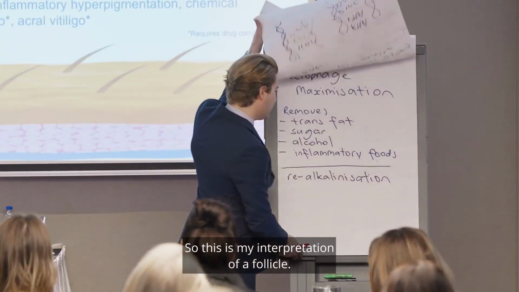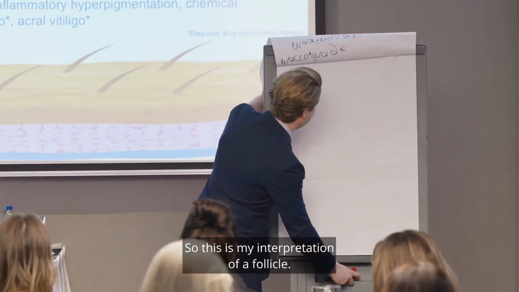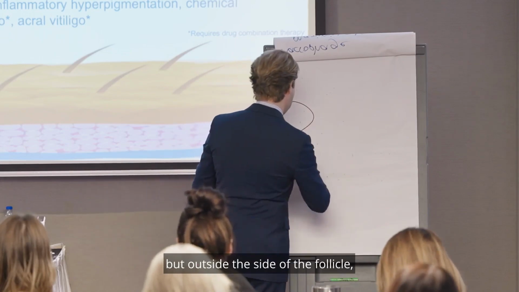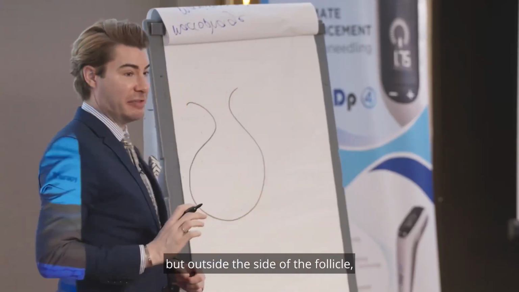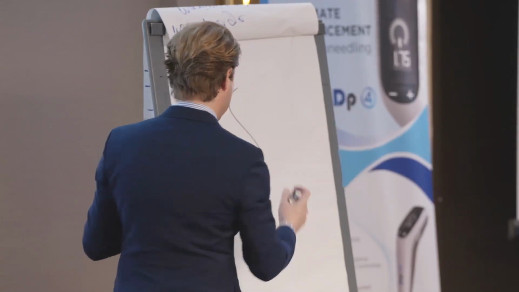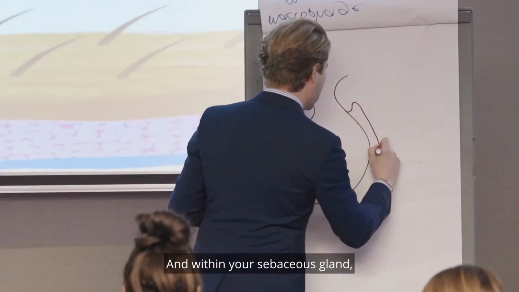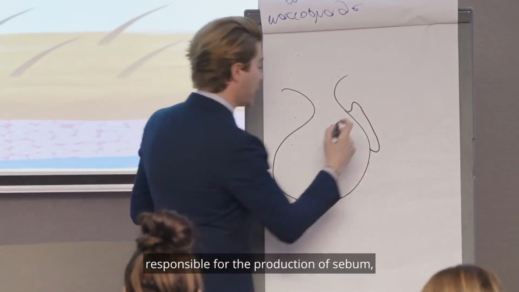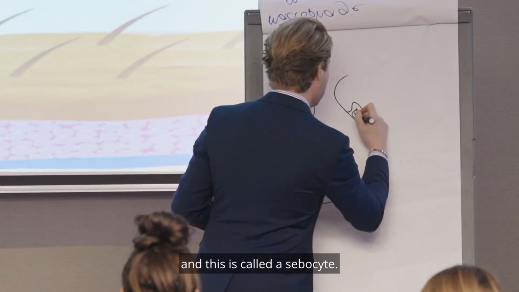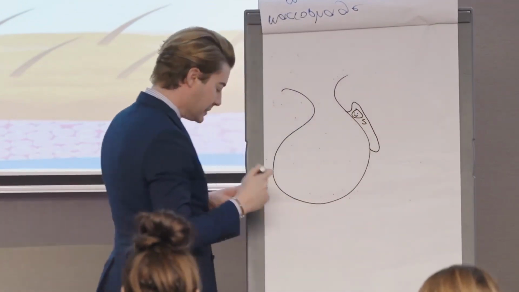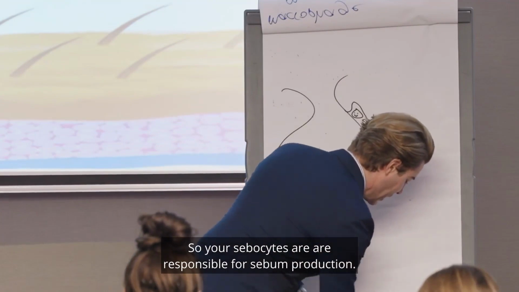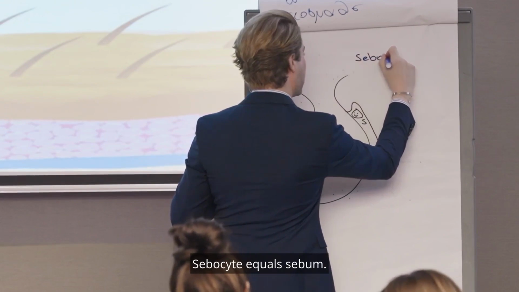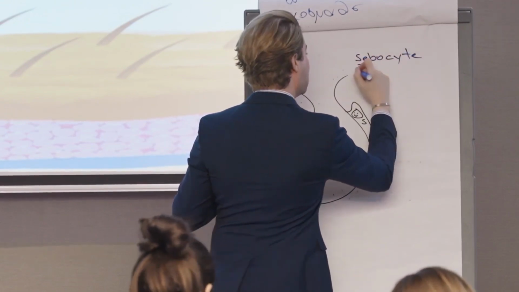So, this is my interpretation of a follicle. It's not a very good interpretation, but outside the side of the follicle, we have a sebaceous gland. And within your sebaceous gland, you have a specific type of cell responsible for the production of sebum. And this is called a sebocyte. So, your sebocytes are responsible for sebum production. Sebocyte equals sebum.